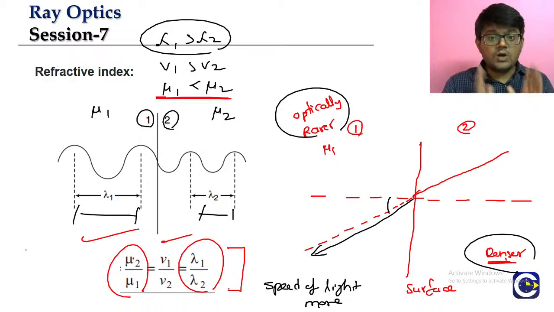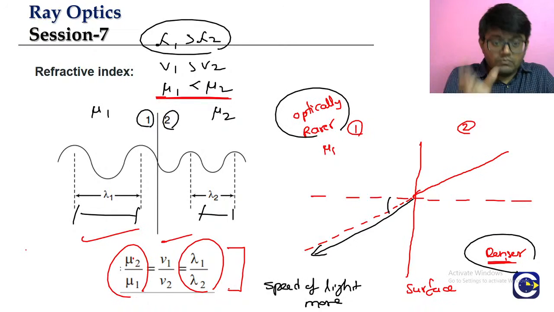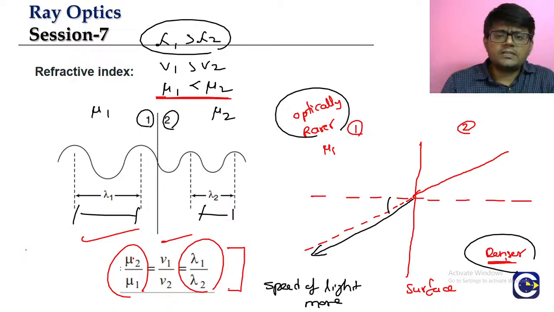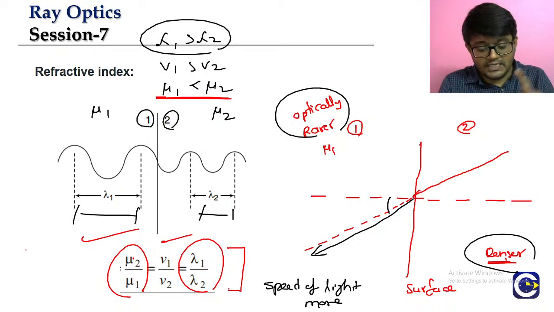Okay, so how do we know which is the rarer medium, which is the denser medium? We will not directly know. We should be given the refractive index values. Maybe some of the media we will remember. Like we know in comparison to any medium, right, air or vacuum or free space, the refractive index value is approximately close to 1. For air or vacuum or free space, we will take the refractive index as what?